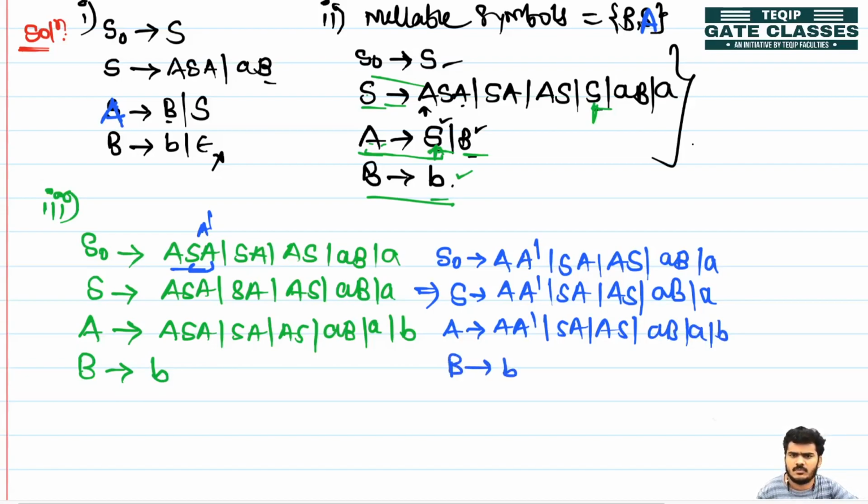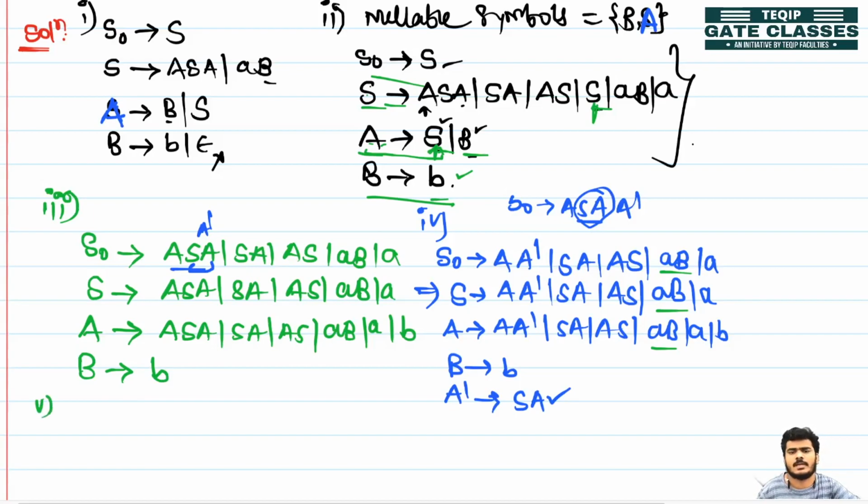So in this step, what happened? We have removed productions like S naught producing ASA. We have replaced SA as A dash. So finally I will write A dash is SA. So this is also in the CNF form. But some productions are not in CNF form. That is, S naught producing small a b, S producing small a b, A producing small a b. These three productions are not in CNF. So in the fifth step, we will replace those with a new variable.